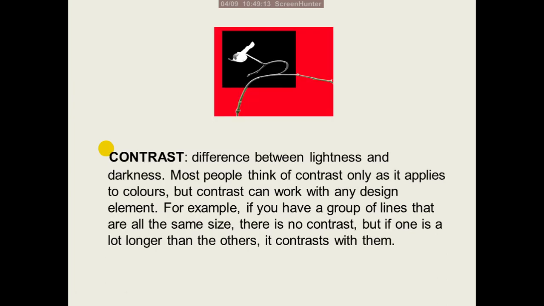Then the contrast. Here, difference between lightness and darkness. Most people think of contrast only as it applies to colors, but contrast can work with any design element. For example, if you have a group of lines that are all the same size, there is no contrast. But if one is a lot longer than the others, it contrasts with them. So we know contrast means opposite. Suppose red color is there, red is opposite to black, and black is opposite to white. We know this is a regular contrast.